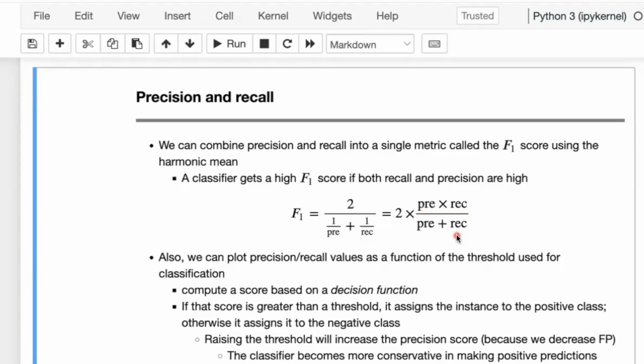Something to keep in mind is that precision, recall, and F1 scores are all from 0 to 1, and closer to 1 is better. So higher is a better score.